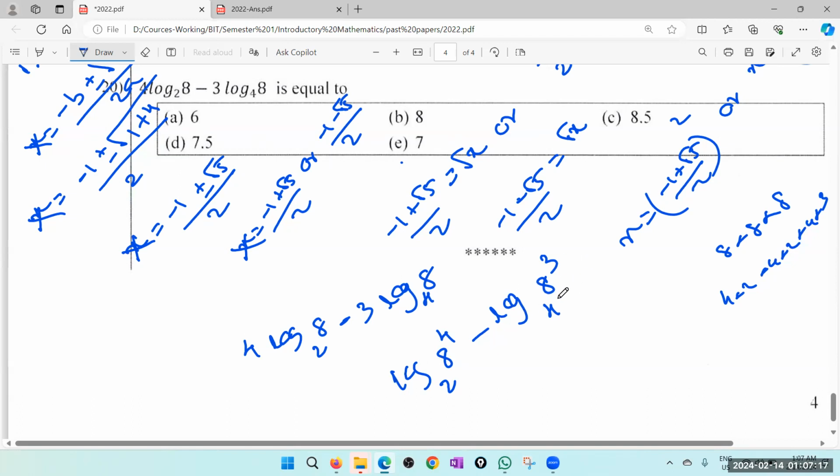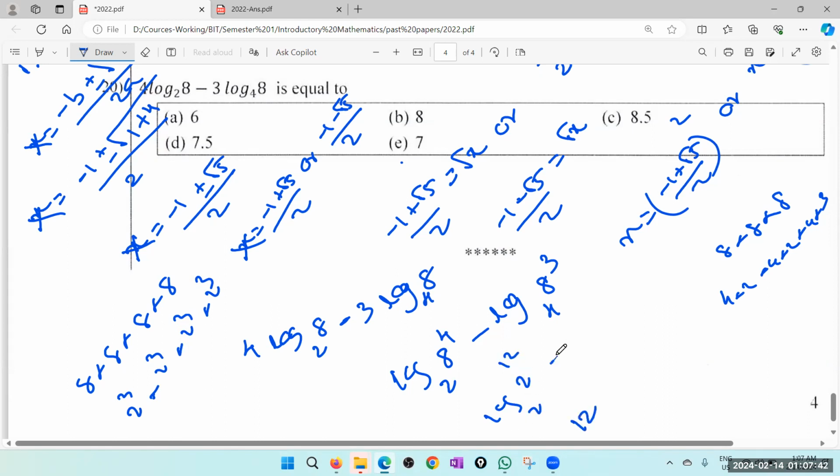Okay, I will try to convert this also to base 2. Anyway, this is simplifiable because 8 to the power 4 is 8 into 8 into 8 into 8. 8 is 2 to the power 3. 2 to the power 3 into 2 to the power 3 into 2 to the power 3 into 2 to the power 3 is 2 to the power 12. Log 2 of 2 to the power 12 means 12 here. That is 12 minus, I will convert this also to log 2 because I can't write 8 to the power 3 as a power of 4.